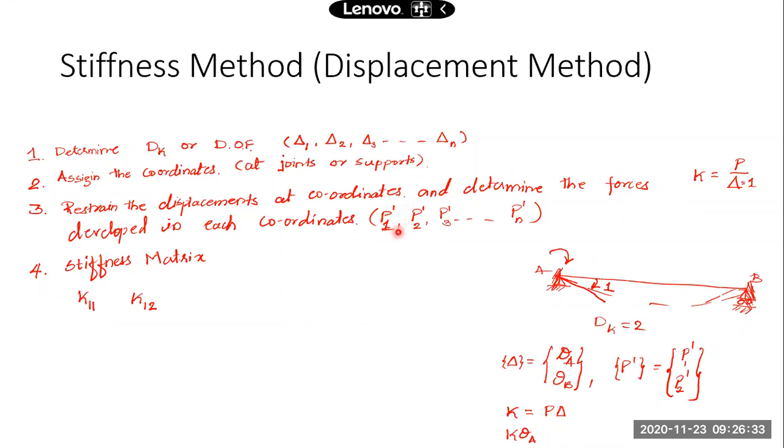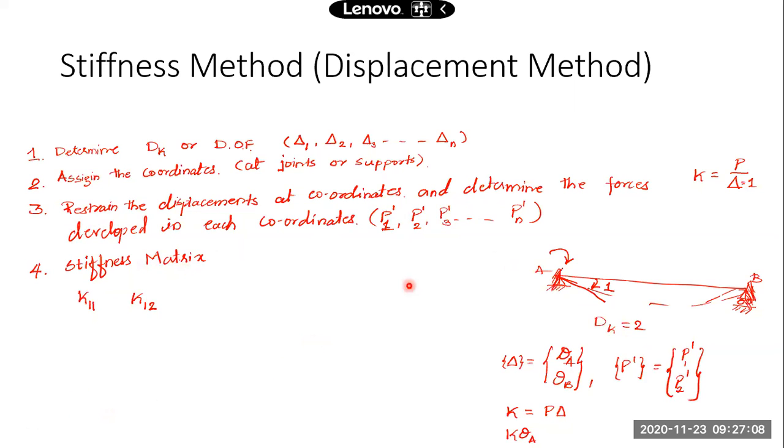So they represent this force matrix P1 dash, P2 dash, P3 dash up to Pn dash. This is one of the force matrices I have, P dash. The P dash matrix consists of the forces which are developed in the coordinates due to the restraints. In the restrained structure, whatever forces are developed in the coordinates will be placed in this P dash matrix. After this, the next thing is I want to develop the stiffness matrix now.